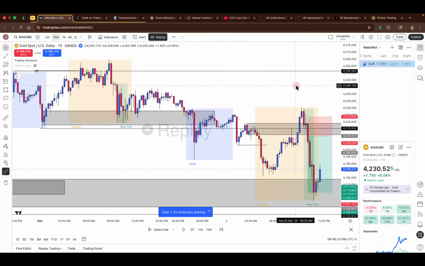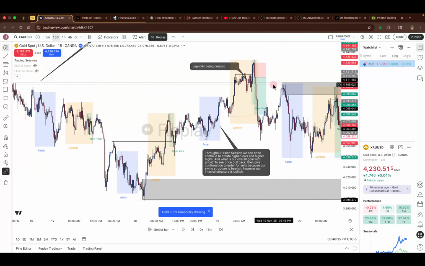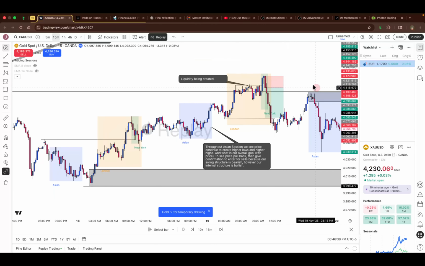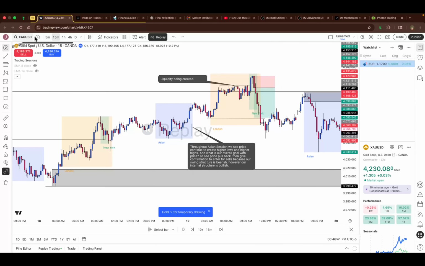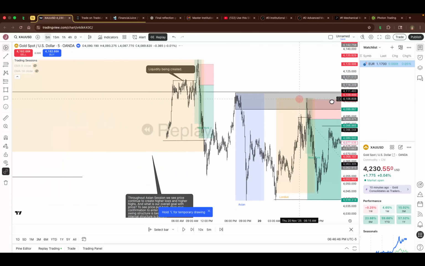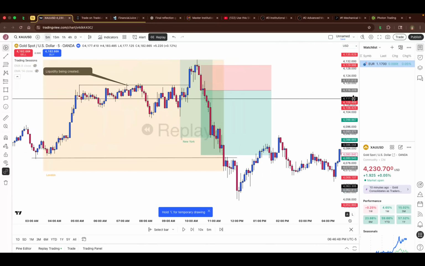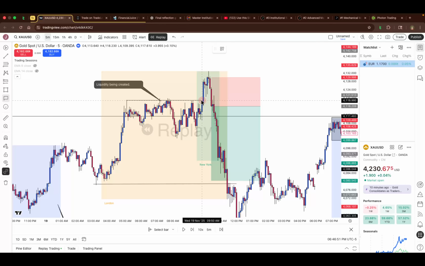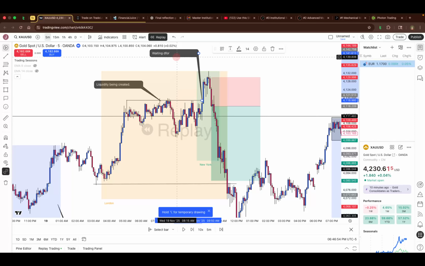So hindsight, we don't know this. What are we waiting for? Waiting for New York session. And once we see New York session start, sorry about this, we see price sweep all the way up. Waiting for the start. And typically we will see liquidity be taken from London in New York session.